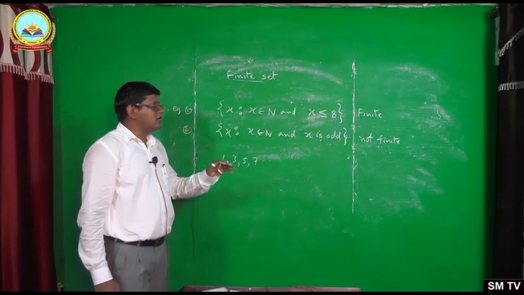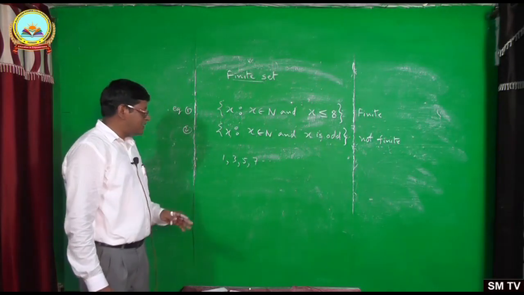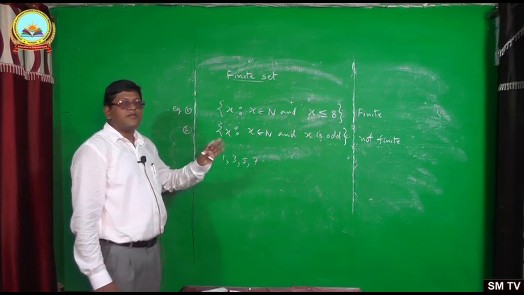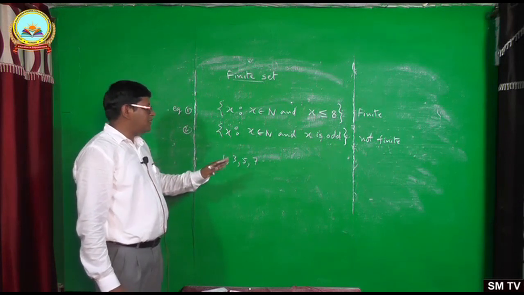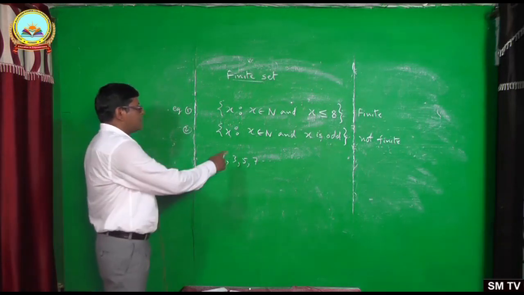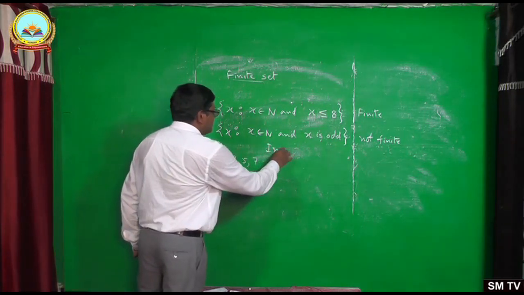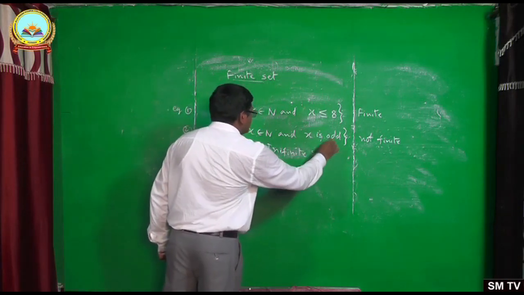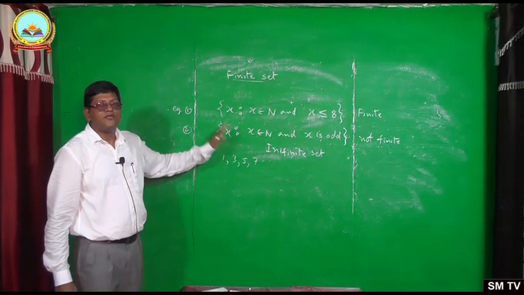If a set is not a finite set, then we say it is an infinite set. If a set is not finite, then it is called an infinite set. So, therefore, this set is an infinite set.